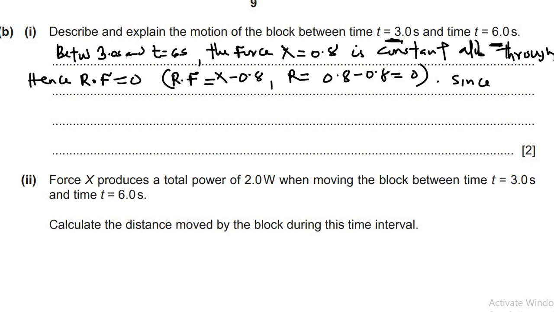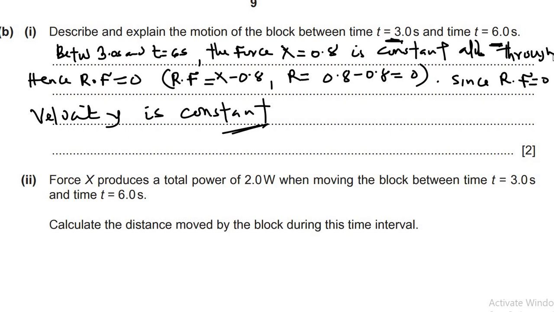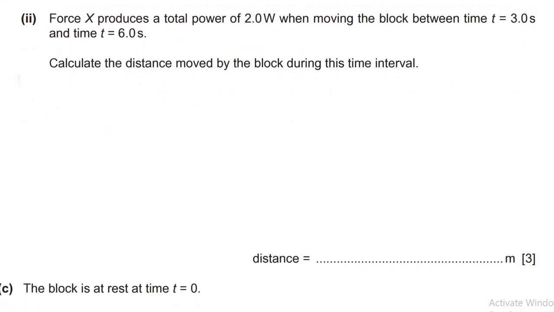Since resultant force is 0, velocity is constant. That's it. There's no change in velocity. So velocity is constant, and also acceleration will be 0. Velocity is constant. I think this will be enough.